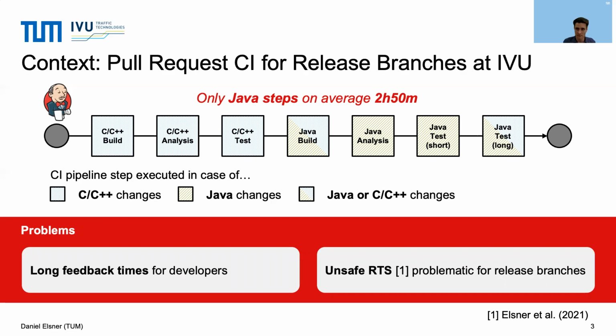Unsafe RTS is, for example, using heuristics such as when did a test fail for the last time, and if it failed in the previous, for example, 10 runs, then you might want to re-execute it. So it's not necessarily based on changes, but rather based on heuristics, for example, on the test history. But this is problematic if we miss any failures and the code goes onto the release branch, because the code could potentially be shipped to customers' code bases.